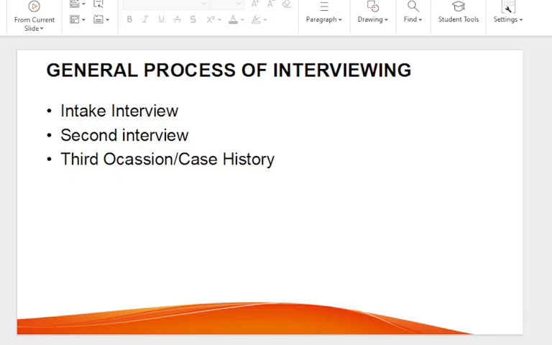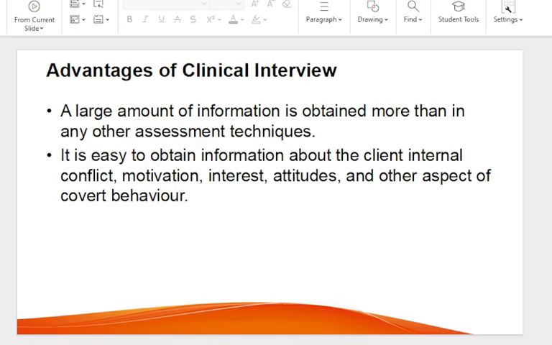So that is the general process of interview, where you have it according to psychotherapy. Now, what are the advantages of clinical interview? We've discussed the advantages and disadvantages of observation. Now, why we are taking a more standardized approach, what are the advantages of this? A large amount of information is obtained, more than in any other assessment technique.